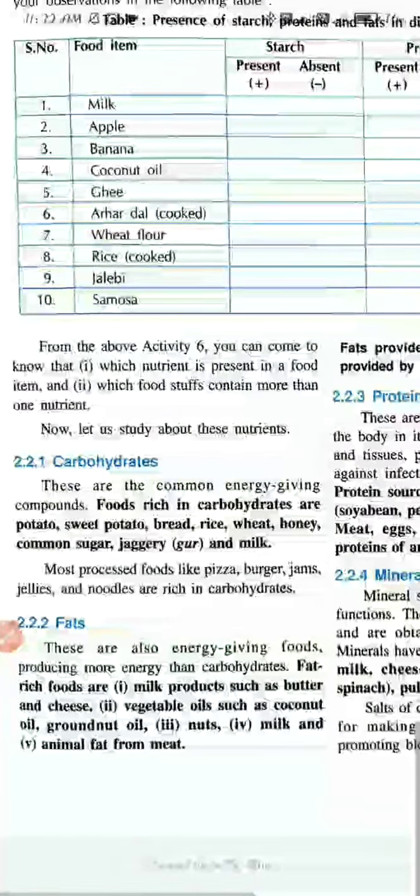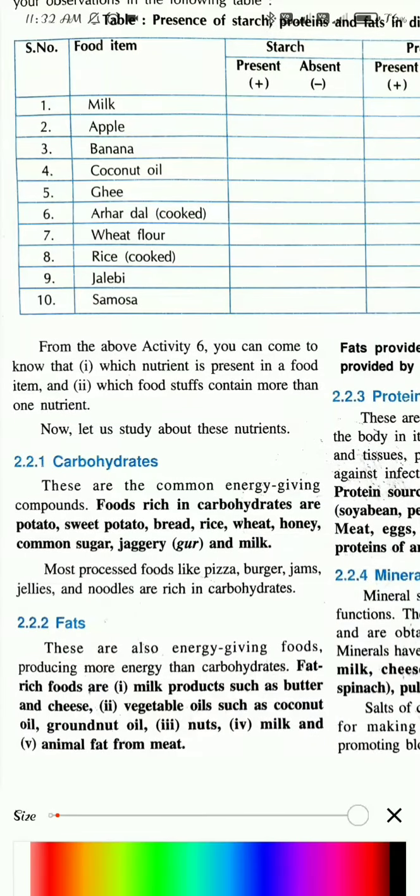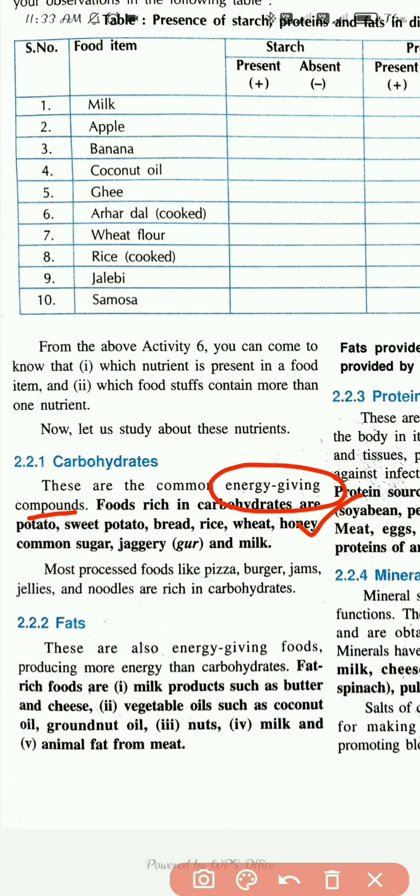At first we will learn carbohydrates. So what are carbohydrates? These are the common energy giving compounds. So what do carbohydrates do in our body? They provide energy to our body. When we take food that contains carbohydrates, we will get more energy.